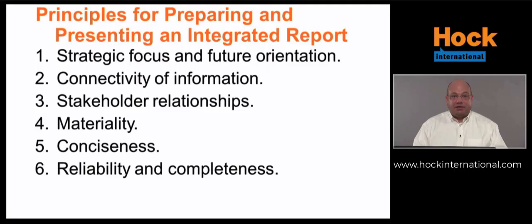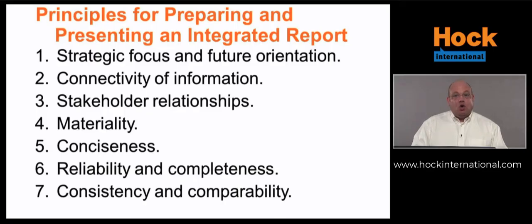Reliability and completeness. Should have everything in it that it needs to, both positive and negative. Okay? Things need to be in there in a balanced way without mistakes. It's complete, it's reliable. People can trust what is in it. And finally, we need to have consistency and comparability, which means that over time we need to be using the same reporting policies, so that it's consistent from one period to the next, the way we measure things, the way we look at things, the way we're reporting things.